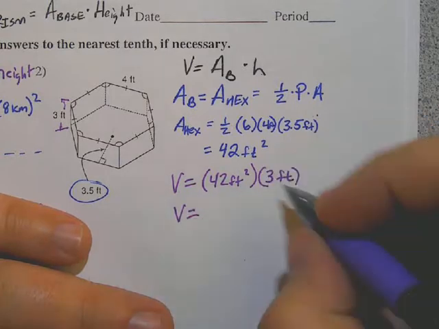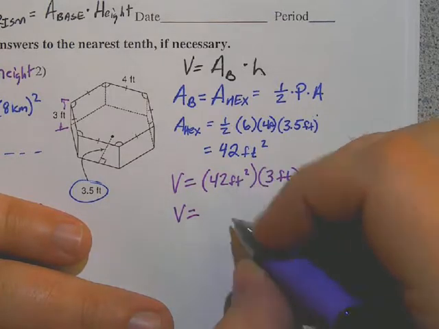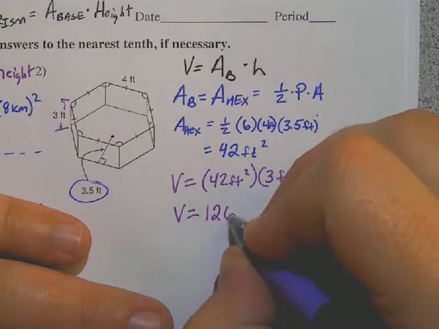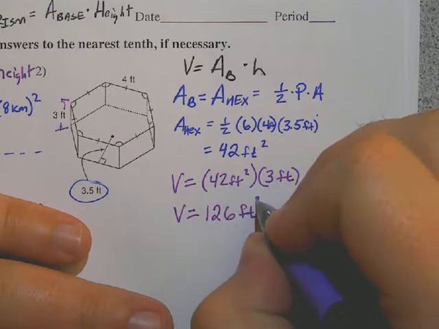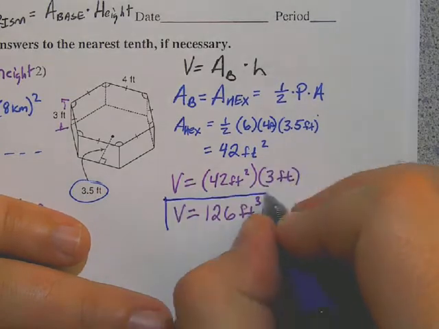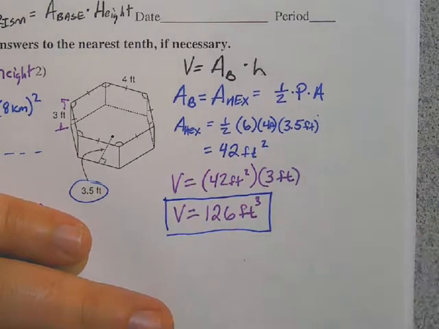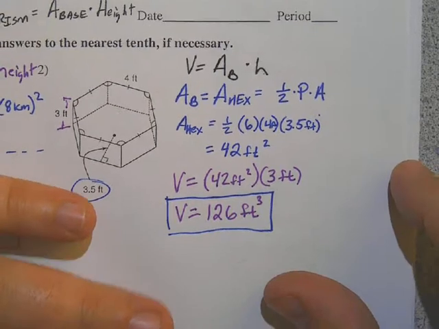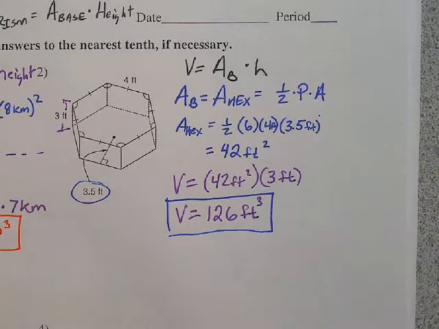All right. So if I multiply those together, I'm going to get the volume. 3 times 40 is 120. 3 times 2 is 6. So I'm going to guess this is 126 cubic feet. There we go. And we are done. That's the volume. I'm telling you, this is so simple.